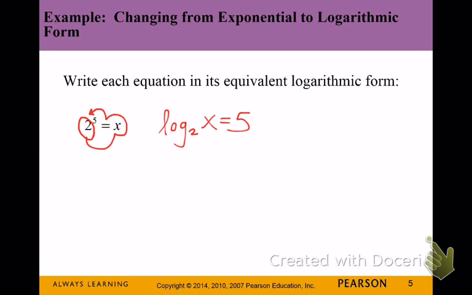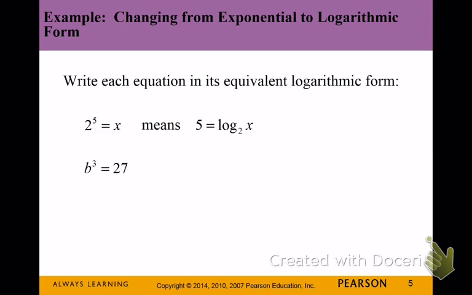But I'm going to have you guys try one. You guys ready to try one on your own? Yes. All right, try this one. b to the third power equals 27. Try to convert that to logarithmic form.